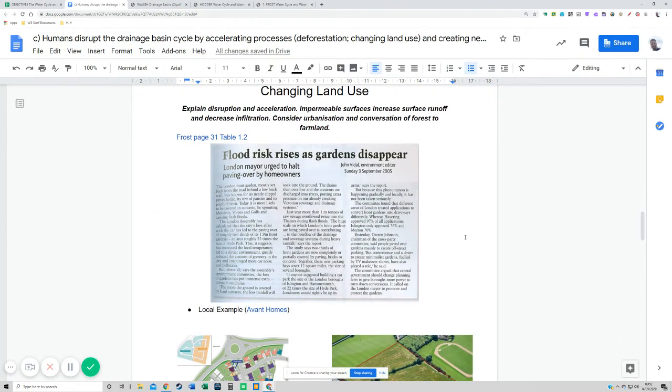So when we're looking at changing land use, part of that could be deforestation, but you could also consider things like urbanization. The key thing with most of the land use changes is they reduce infiltration rates. If you build houses and tarmac and roads, you stop water sinking into the soil. Infiltration stops, so the water goes straight over the surface and straight to the rivers, and it increases flood risk. This is a major problem in our urban areas.